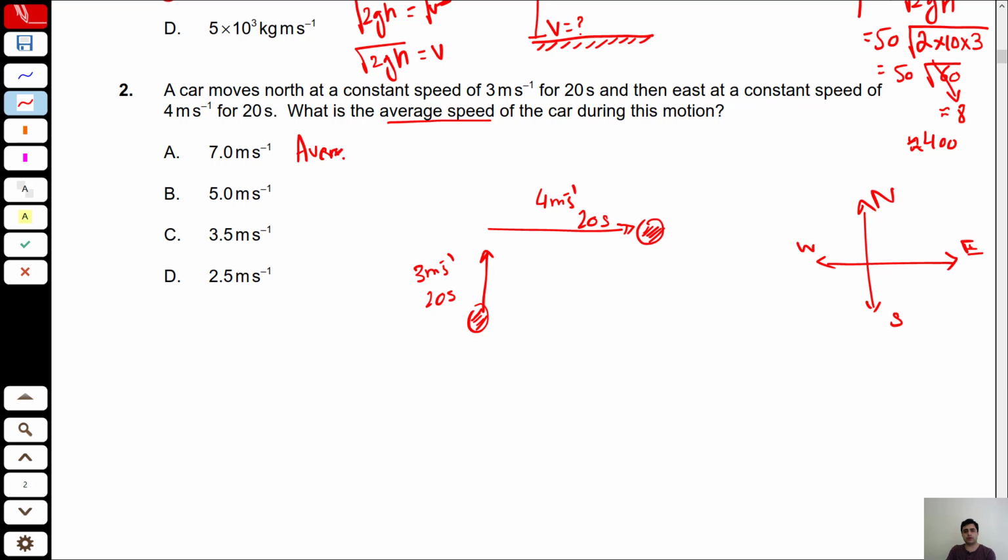Now the formula for the average speed equals total distance over total time.